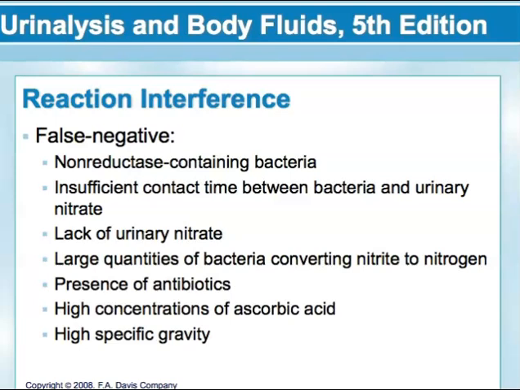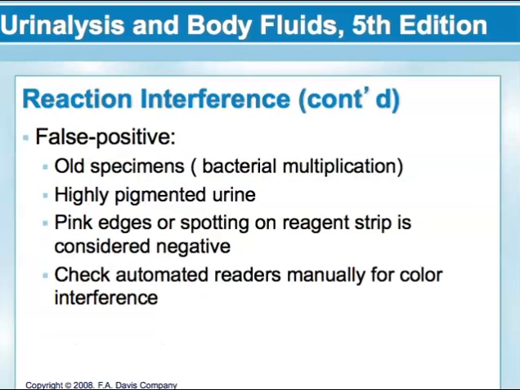And when very large numbers of bacteria are present, nitrite may be reduced even further to nitrogen gas. Inhibition of bacterial metabolism because of antibiotics. If there's large quantities of ascorbic acid, decreased sensitivity in specimens with a high specific gravity. So a lot of different conditions there that could cause a false negative. And then false positive would be due to improperly preserved specimens and highly pigmented urines.